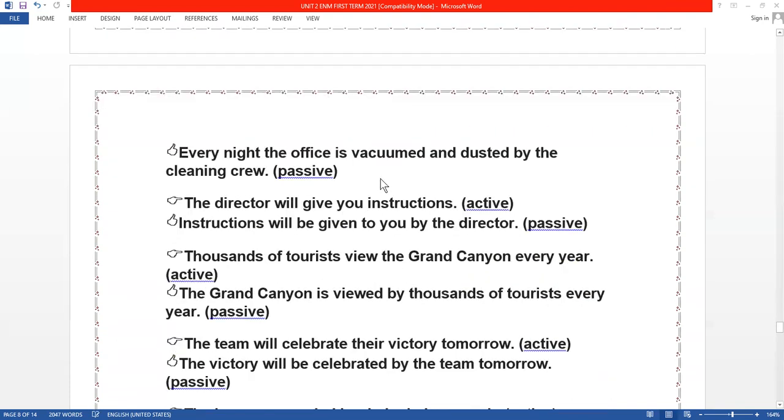The director will give you instructions. The instructions will be given to you by the director.